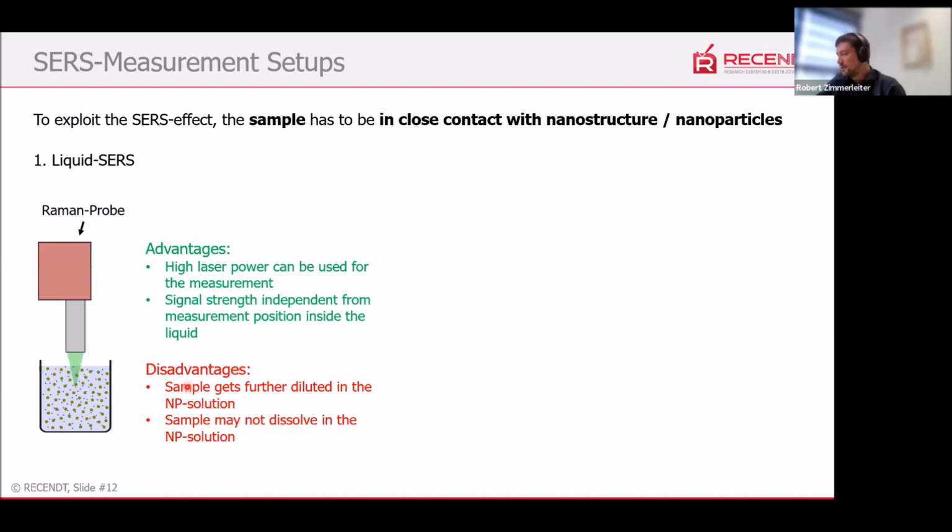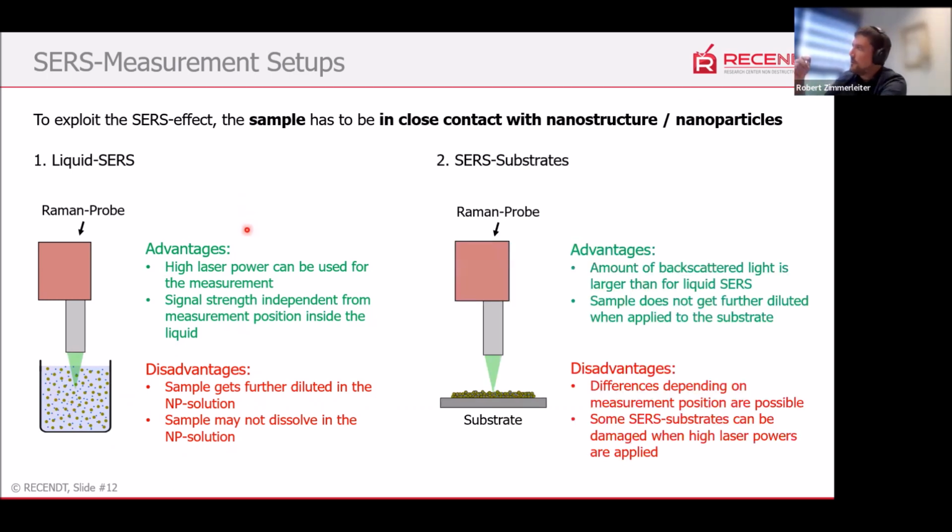The disadvantage is that your sample gets, of course, further diluted in the nanoparticle solution. So if you have a sample with only trace amounts of some substance you're interested in and put it further in solution, you will dilute it further, which will give you a lower signal. And also another problem is that the sample may not dissolve in the nanoparticle solution, and then you won't be able to measure it.